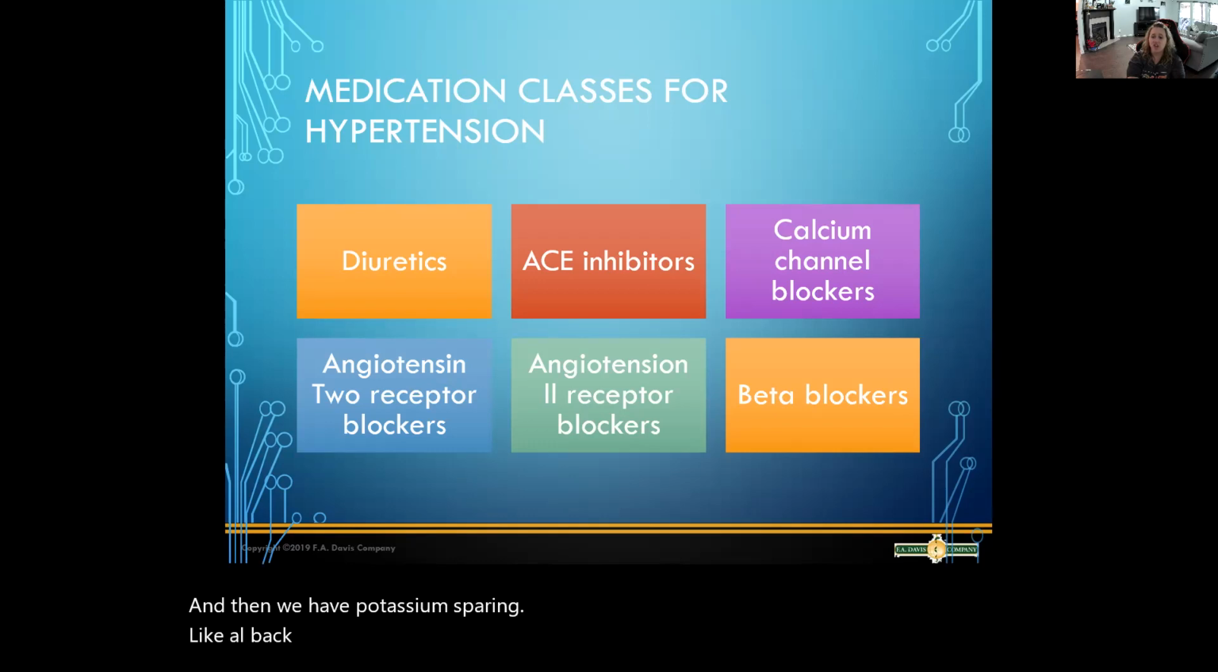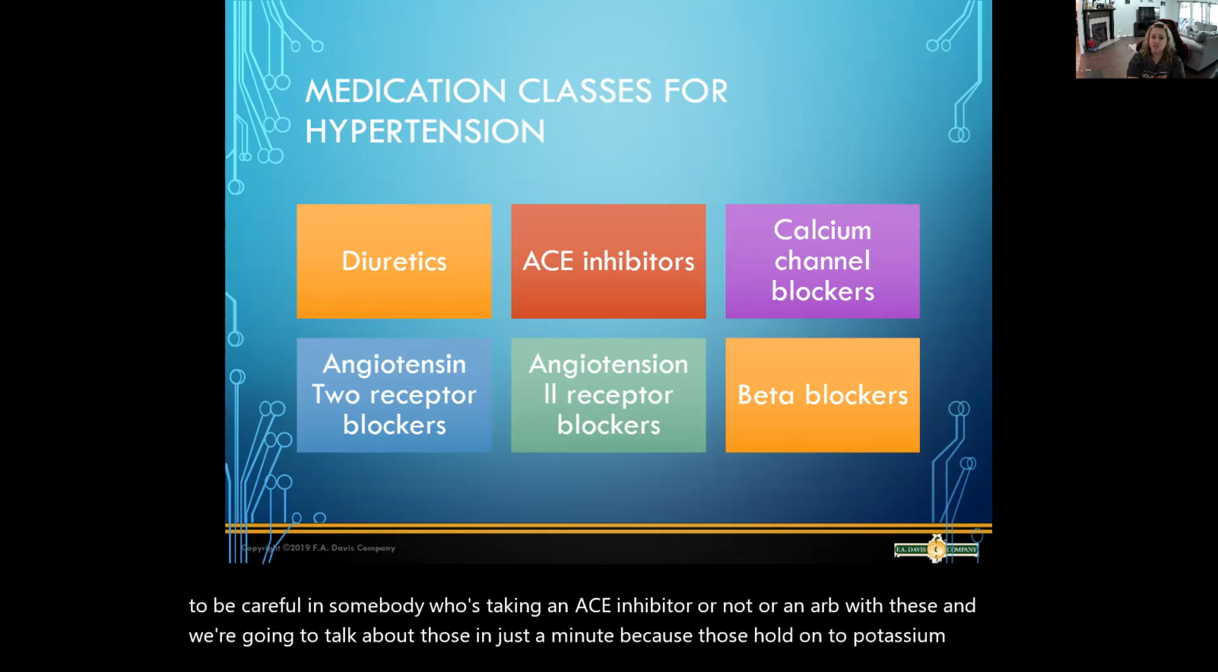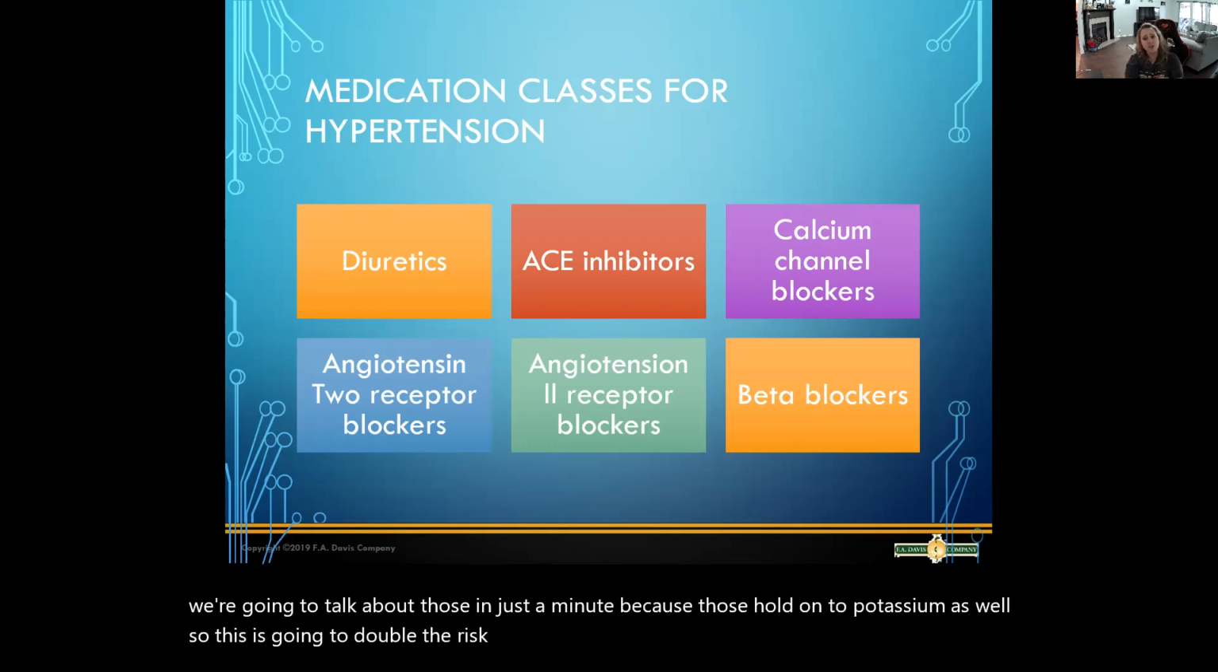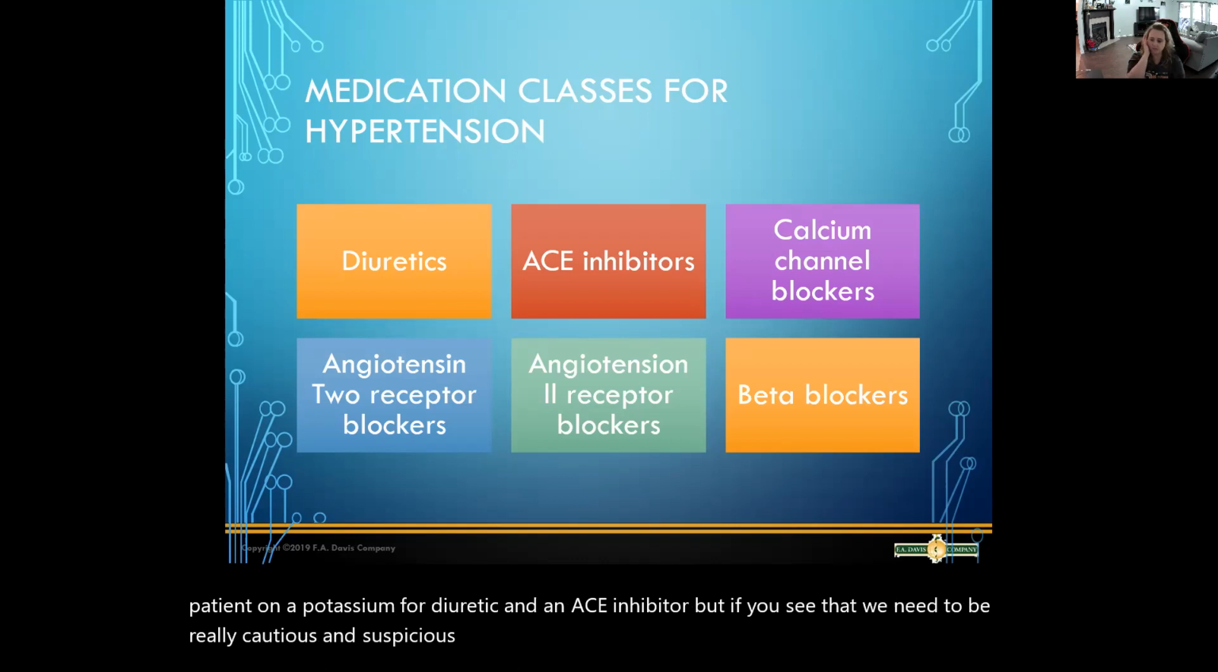And then we have potassium sparing, like Aldactone or spironolactone. So this is actually going to keep the potassium in. And you want to be careful in somebody who's taking an ACE inhibitor or an ARB with these. And we're going to talk about those in just a minute, because those hold on to potassium as well. So this is going to double the risk of hyperkalemia for a patient. So we typically will not have a patient on a potassium sparing diuretic and an ACE inhibitor. But if you see that, we need to be really cautious and suspicious of hyperkalemia.